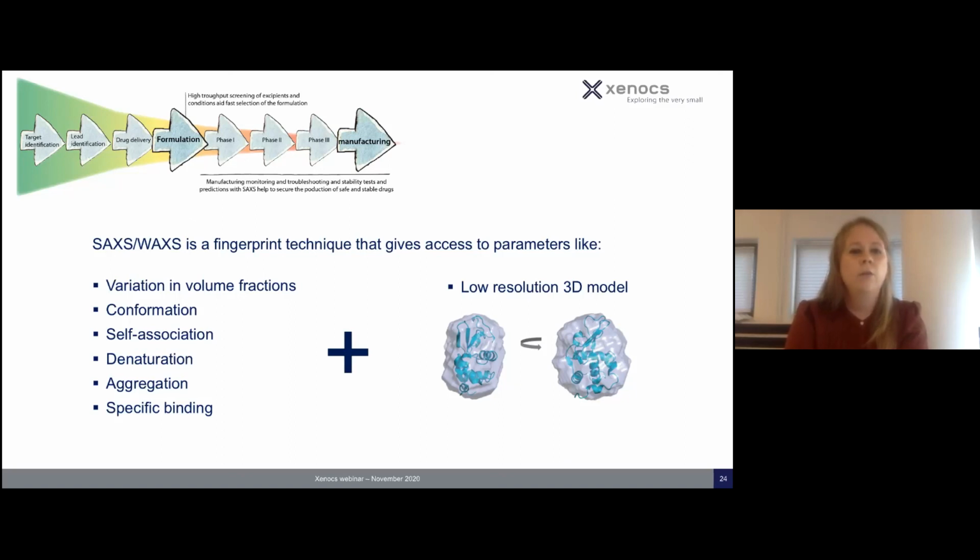And you can find, for example, variations in volume fractions or different conformations, self-association or denaturation processes going on. And this information will help you to decide if you need to discard this batch or if it's something you can continue with, potentially saving a lot of money.